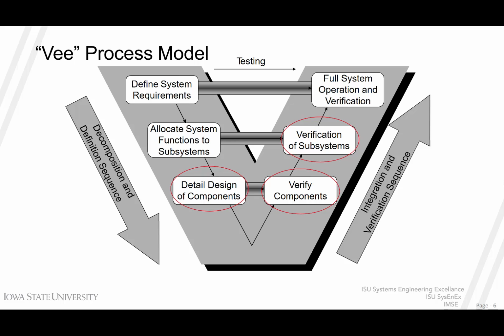Recall again the V process model from our earlier discussions. The detailed design must be taken down to the component level. In order to bring it back up again, these need to be verified, first as components, then again as subsystems.